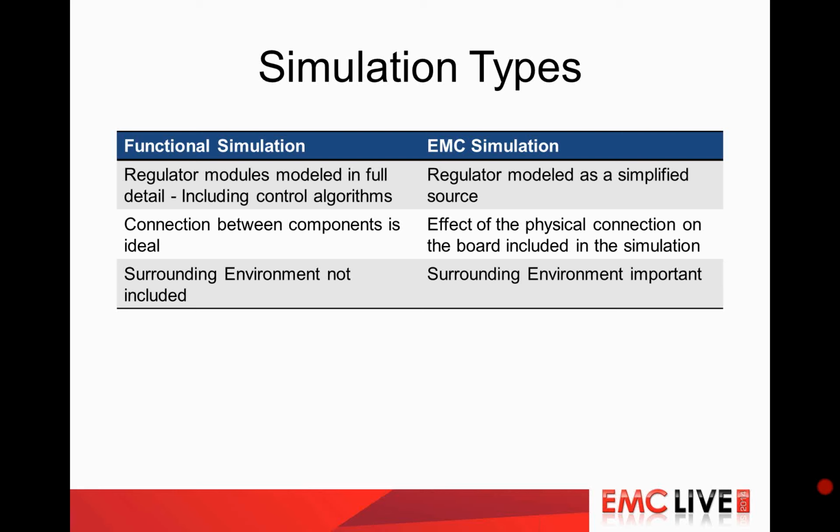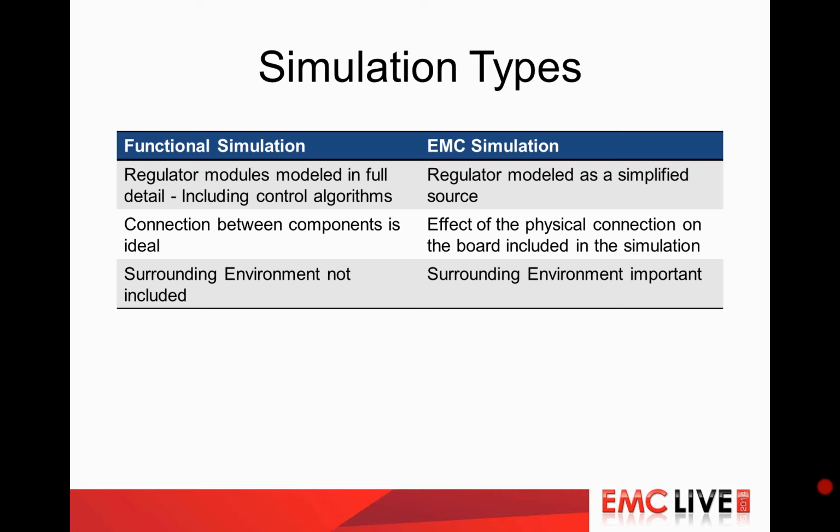When going to the EMC part, we need to do something different. We will typically not include all the regulation models and the control algorithm, because that would make the EMC simulation far too complex. But what we need to consider are the effects of the physical interconnections that are placed on your PCB, because they might be, for example, unintentional antennas. They might create radiated emission, and also the surrounding environment.